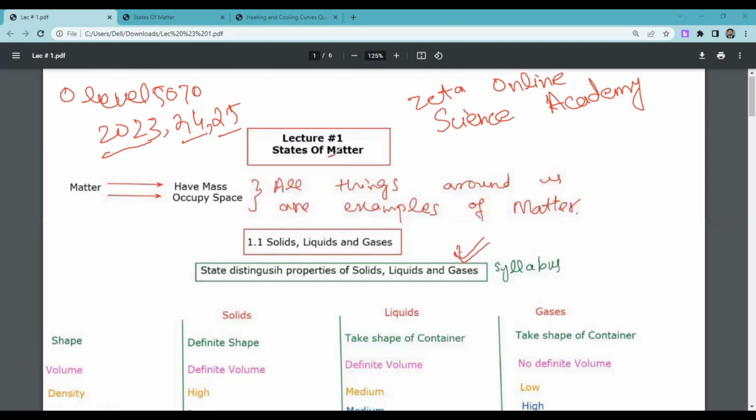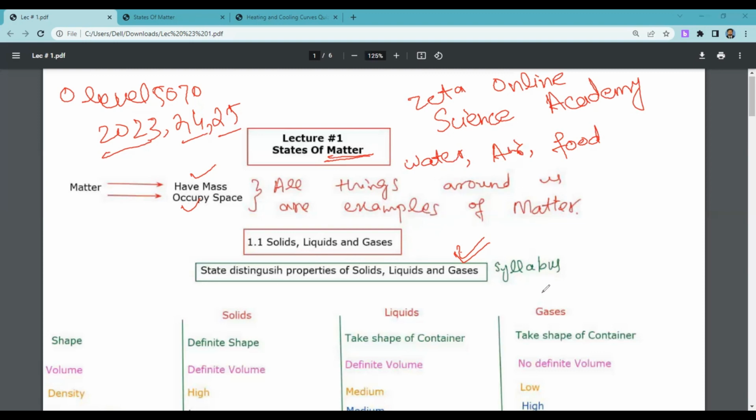States of matter. What is matter? Anything that has mass and occupies space is said to be matter. All the things around us are examples of matter. The water we drink is an example of matter. The air we breathe is an example of matter. The food we eat is an example of matter. Our house is made up of certain materials. These materials are matter.